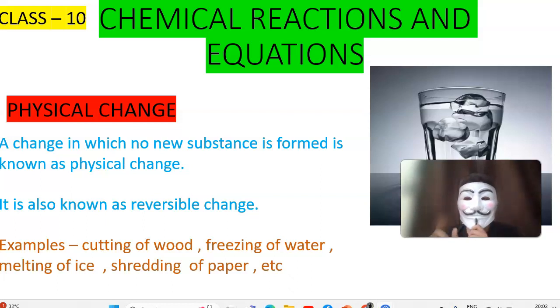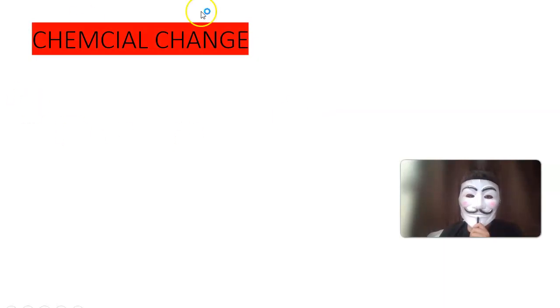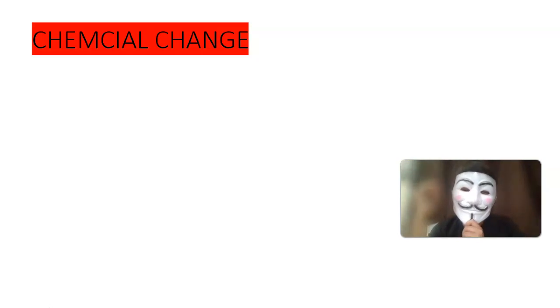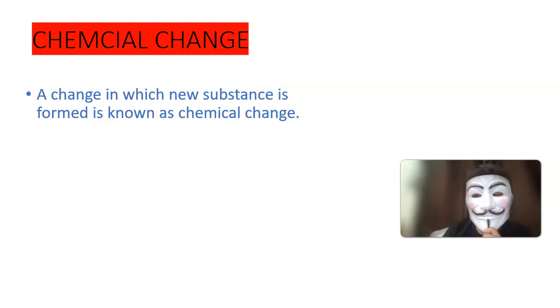Now our next topic is chemical change. I first want you to think about what a chemical change is. In the last change, no new substance was being formed. In this, a new substance is formed. That is known as a chemical change.